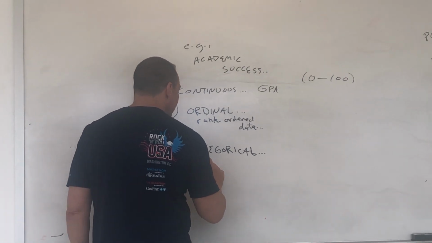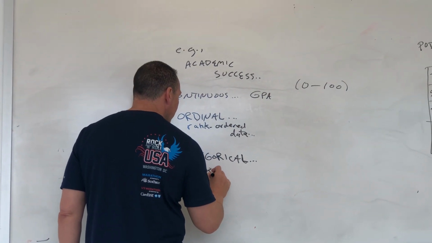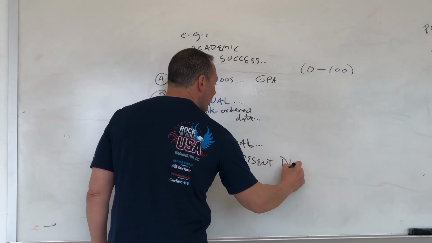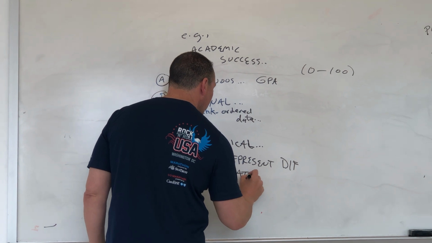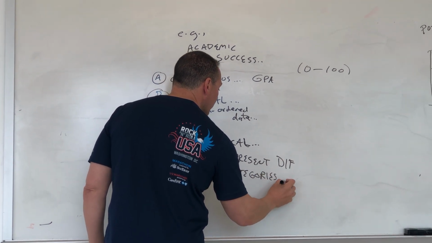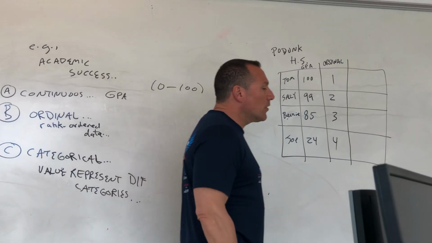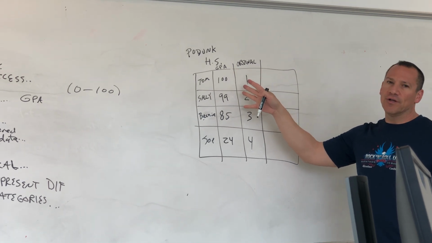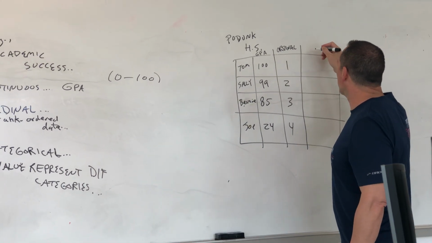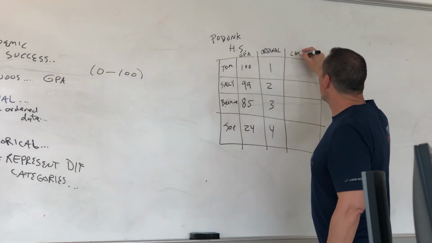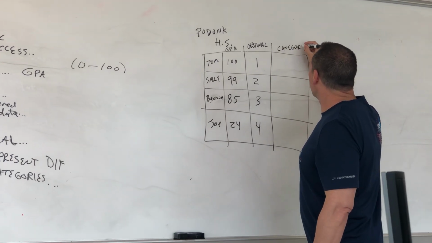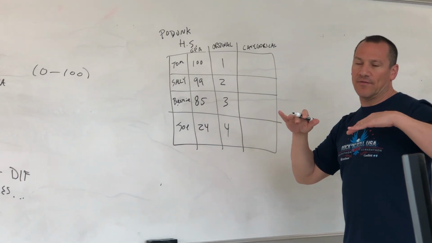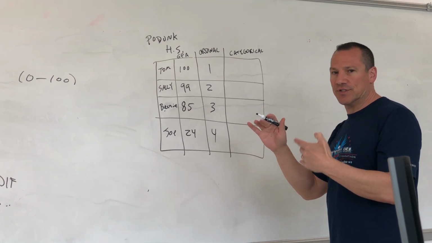Categorical data is where the values represent different categories. So, just as you lose a lot of information when you go from continuous to ordinal, you lose even more information when you go from ordinal to categorical. So categorical might be, for instance, some schools will have students put on a college track versus a non-college track.